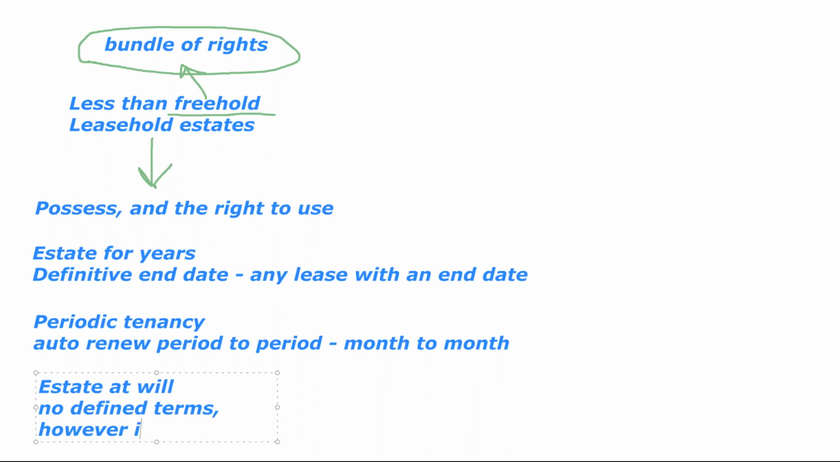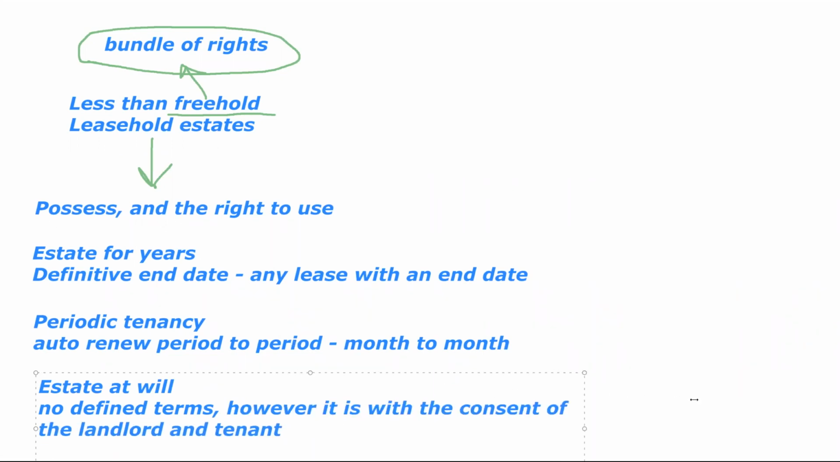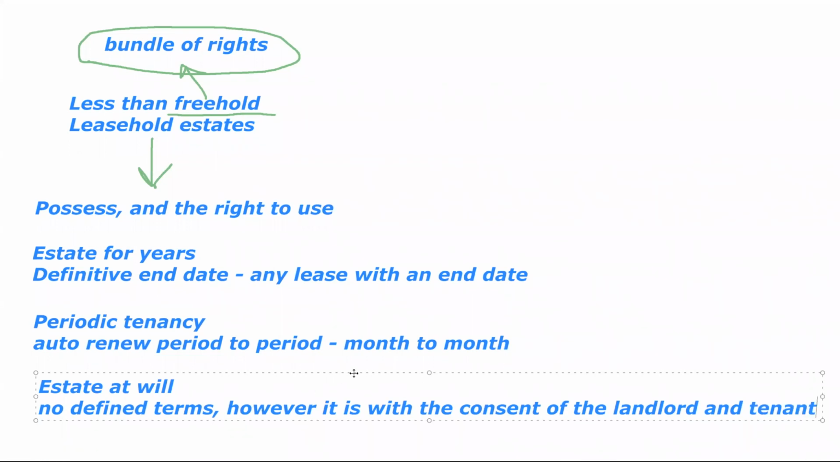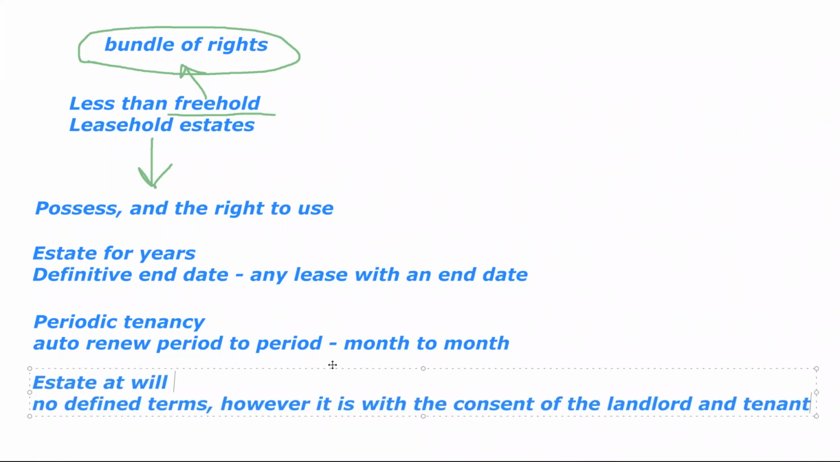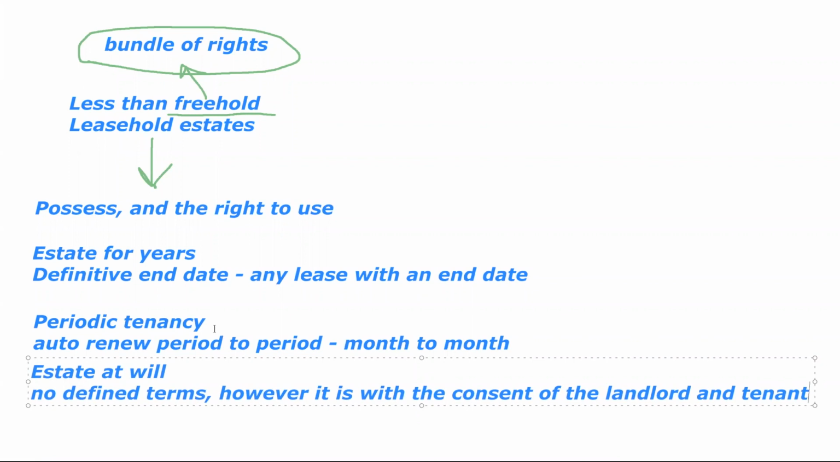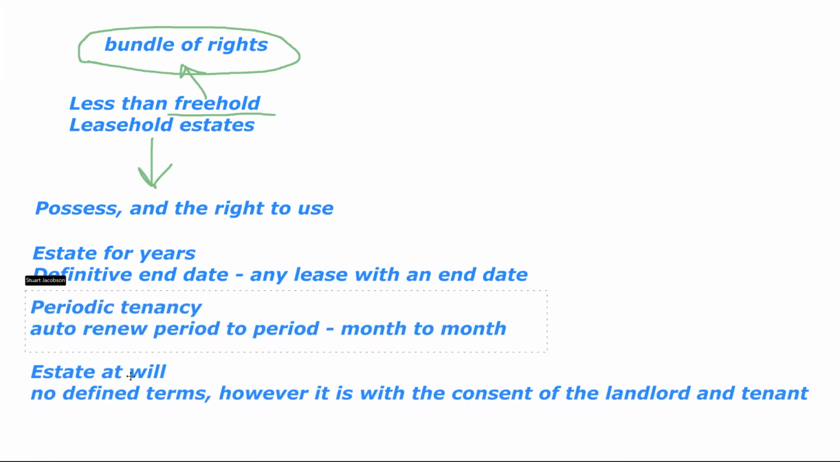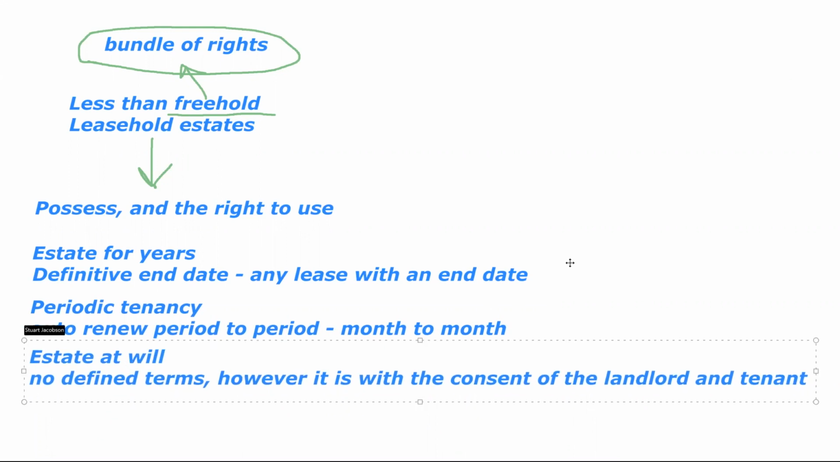However, it is with the consent of the landlord and tenant. Okay? So basically, when would you see an estate at will? When is this common? Let me give you an example of when that might be super common. One time that would be common is when you have a lease.